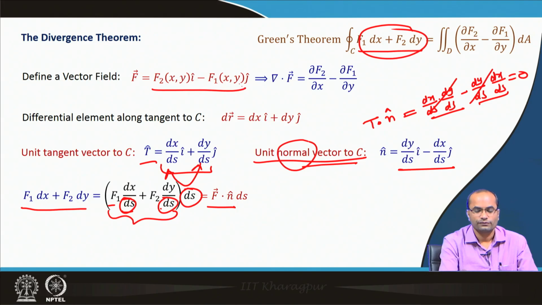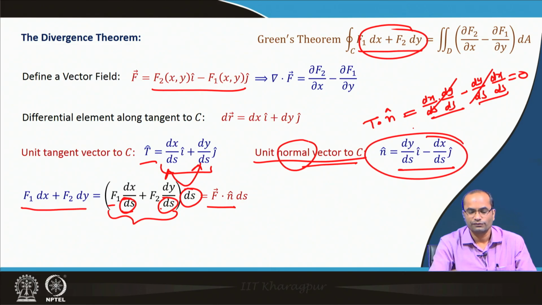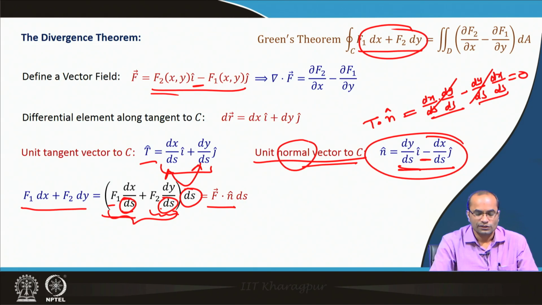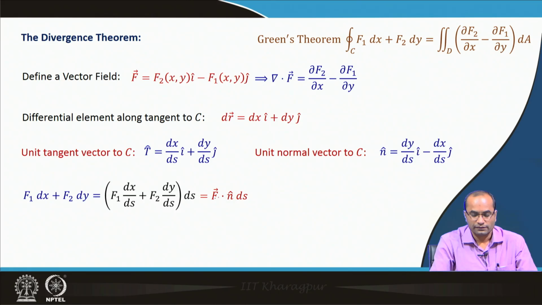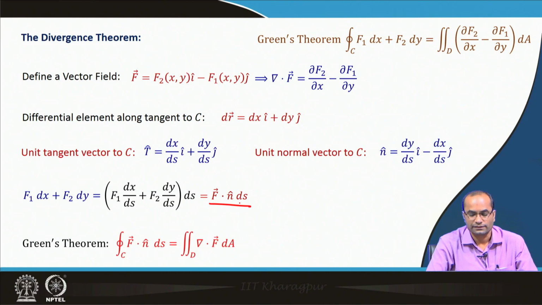So f was f2, minus f1, and if we do this dot product with n here, we will get f2 with dy over ds, which is given here, and then with f1, minus minus will be again plus, because there are two minus signs here. So f1 will be with dx over ds. This is precisely f dot product with the normal vector to C, times ds. So f1 dx plus f2 dy is f dot n ds.